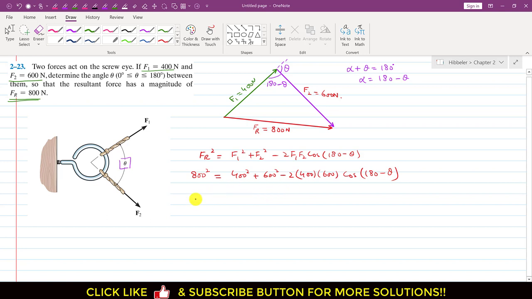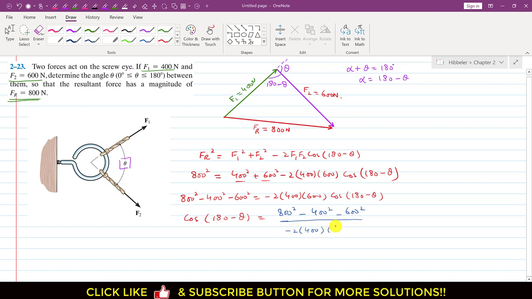From this we can bring this term and this term to the other side of the equation. So 800 squared minus 400 squared minus 600 squared equals minus 2 into 400 into 600 cos of 180 minus theta. We can divide all of these by this product, so cos of 180 minus theta equals 800 squared minus 400 squared minus 600 squared divided by minus 2 into 400 into 600. If we calculate this, it is minus 0.25.